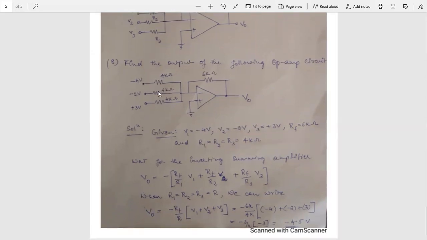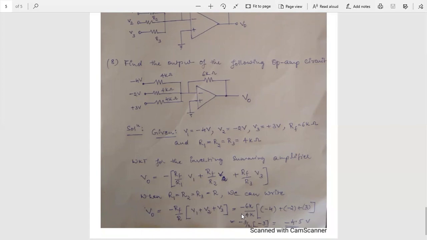So now we know that for the inverting summing amplifier, the output voltage V0 is equal to minus of RF by R1 into V1 plus RF by R2 into V2 plus RF by R3 into V3. See now here in the given problem, all the three resistors are equal. When R1 equal to R2 equal to R3 is equal to R, we can write this expression as V naught is equal to minus RF by R into V1 plus V2 plus V3.